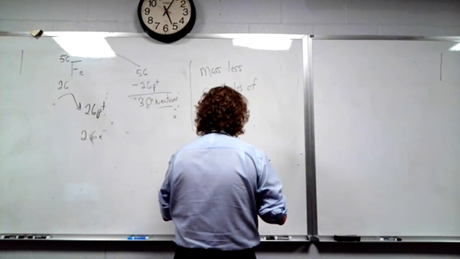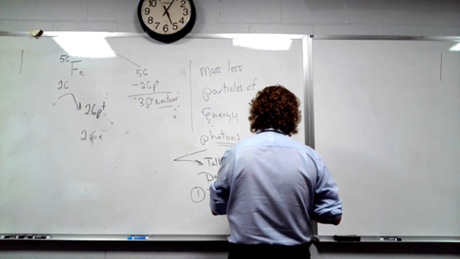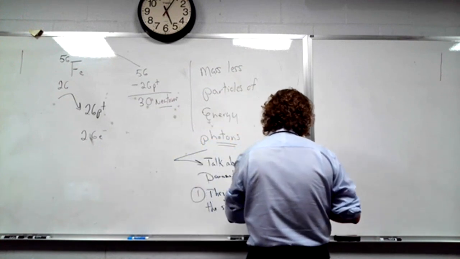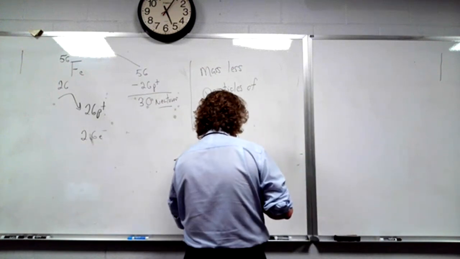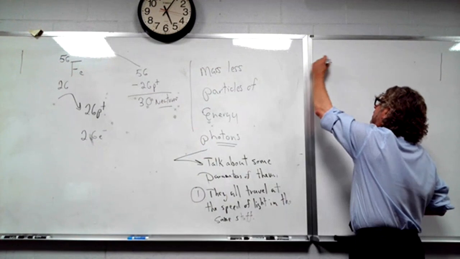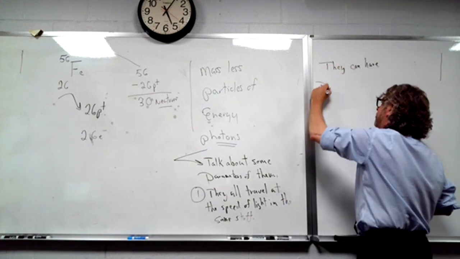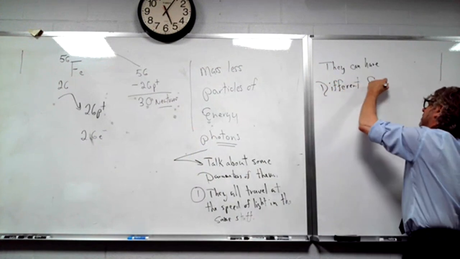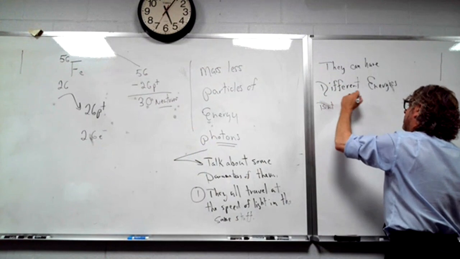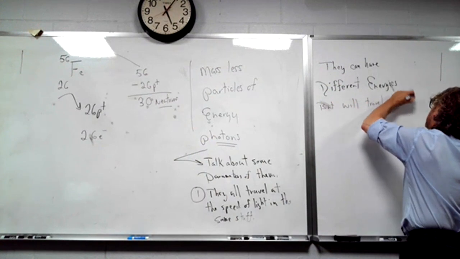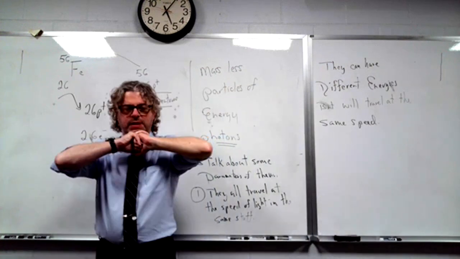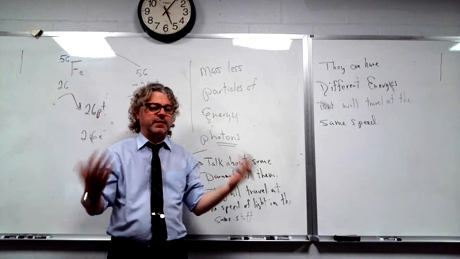First, they all travel at the speed of light in the same stuff. They all travel at the same speed in the same stuff. They can have different energies, but will travel at the same speed in the same stuff. So you could have a high energy photon and a low energy photon, and they'll get from point A to point B in the same amount of time.